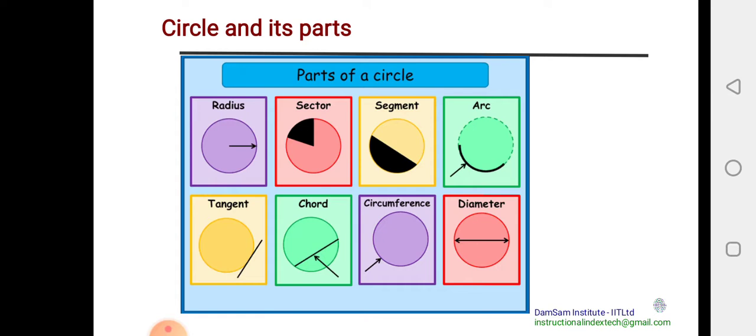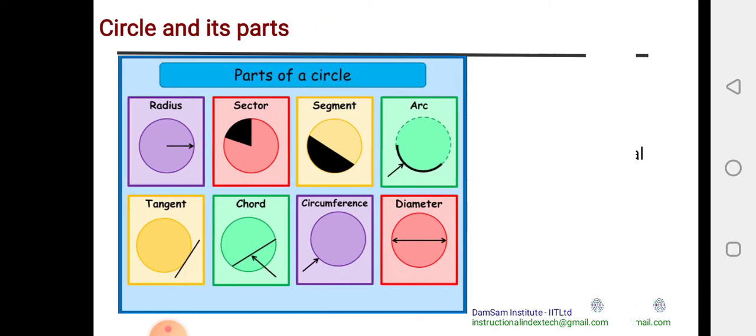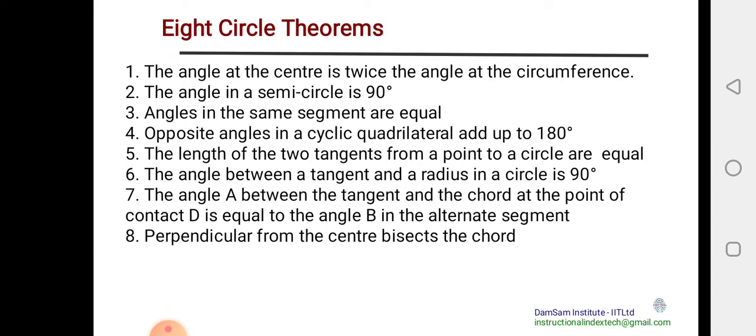We also have what we call the diameter. The diameter runs from the first side of the circumference to the second side of the circumference, through the middle, through the center of a circle. And in fact, the diameter is the longest chord we ever have, and it runs through the center of the circle, as we can see. So now let's go to the 8 circle theorems we have.